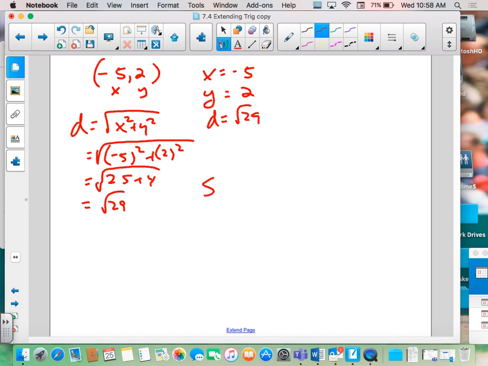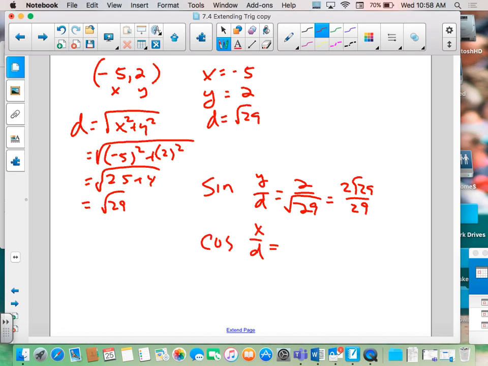And now if you do sine, y over d, it would be 2 over the square root of 29, which is 2 root 29 over 29. Cosine is x over d, which is going to give you 5 over the square root of 29, and it's a -5. Hope you remember how to deal with those radicals. I'm multiplying the top and the bottom by the square root of 29. And then tangent, we already had the answer. It's 2 over -5, because we had x and y.